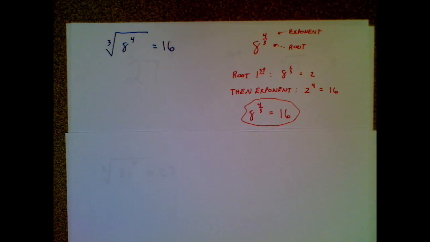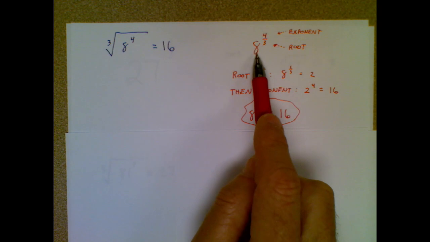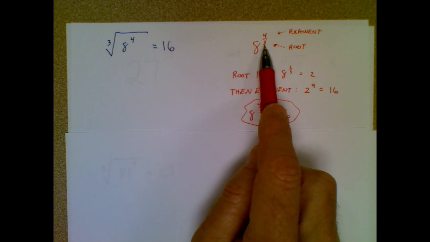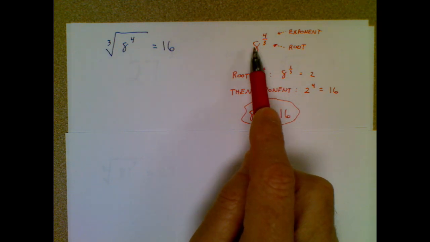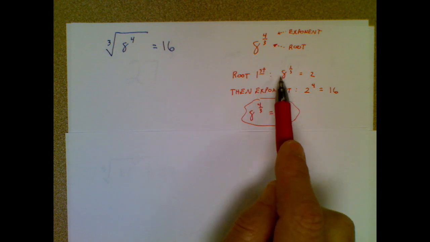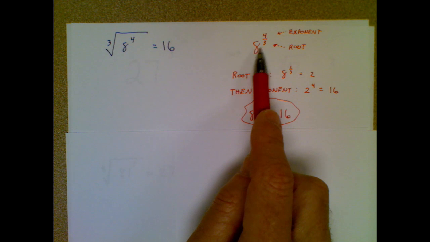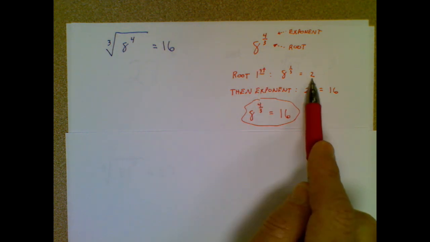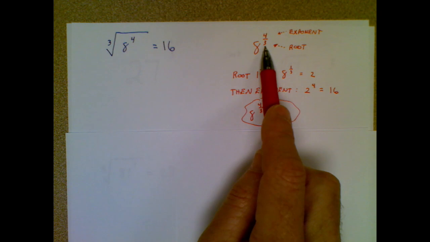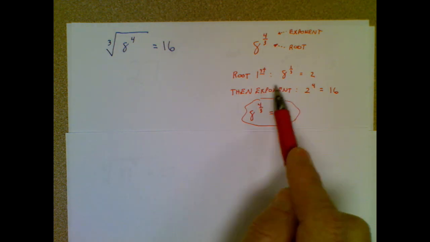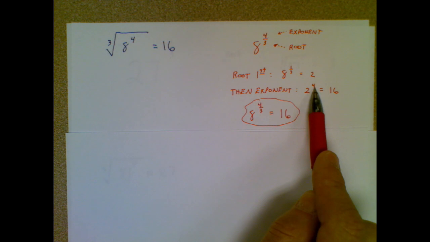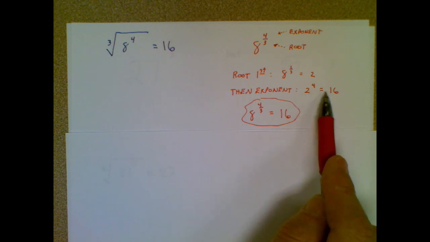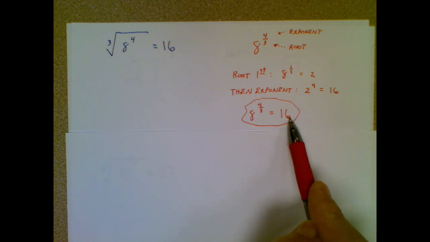And so now if you want to compute the answer, I would suggest this. The first thing you should do is think about the root. This is a 3rd root. So I can think about 8 to the 1/3, or what number multiplies by itself 3 times to give me 8. That's a 2. After I thought about the root, then I'll think about the exponent. I'll take my 2 and I'll raise it to the 4th power. 2 to the 4th power is 16, and that's how I got that.